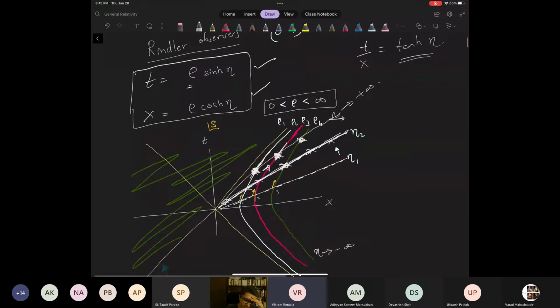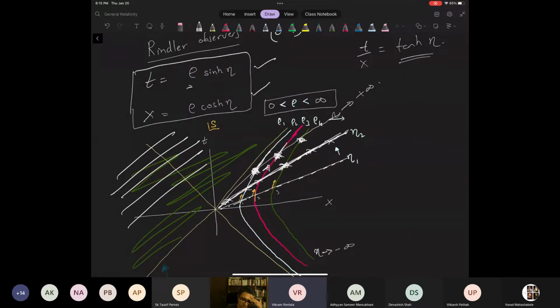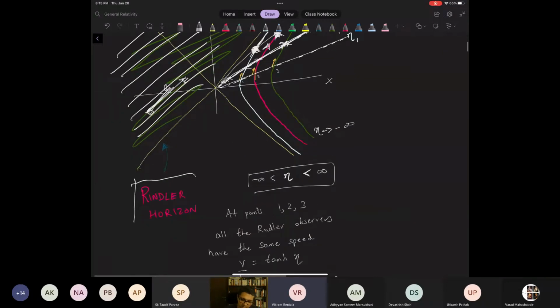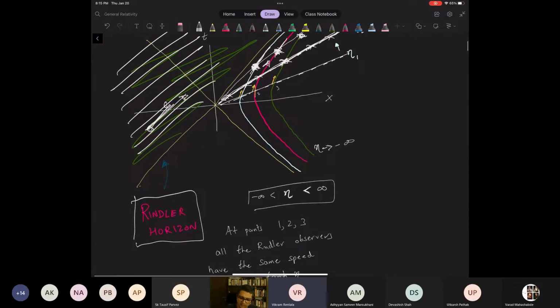Now, for this entire region of space-time, if you try to send a signal, even at the speed of light, to any of these observers, none of these observers will be able to receive that signal from this region of space-time. So this is called a Rindler horizon. It's a common horizon for all the Rindler observers.